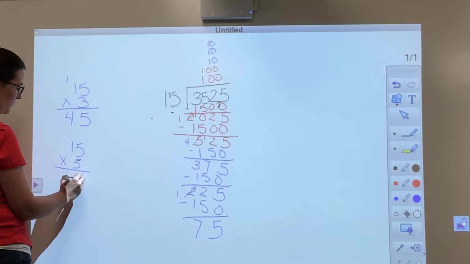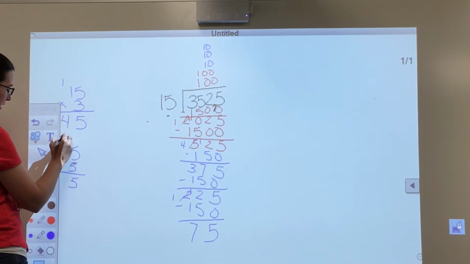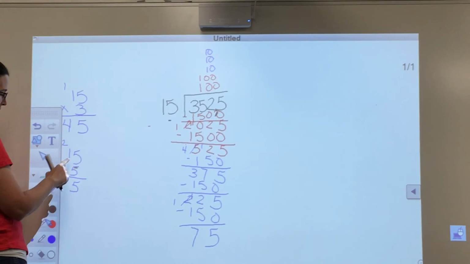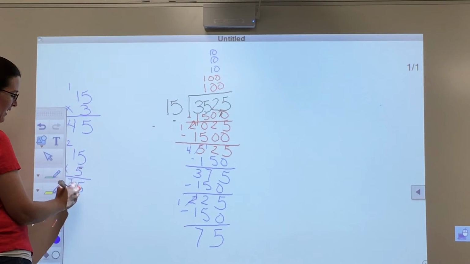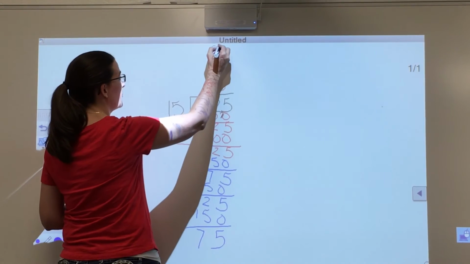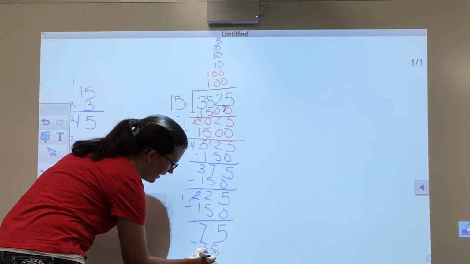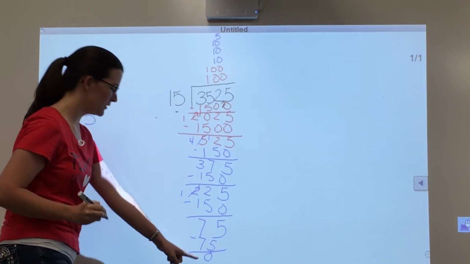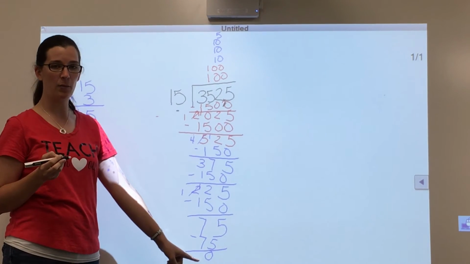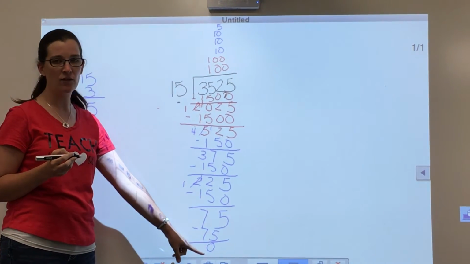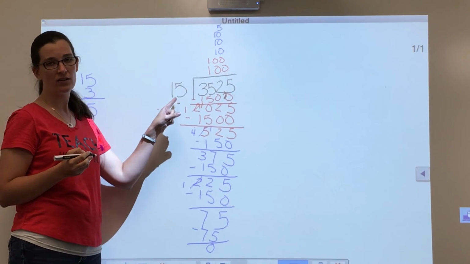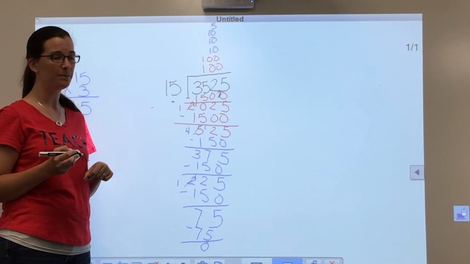5 times 5 is 25. And now I've carried that sidebar. 5 times 1 is 5, plus 2 gives me that 75. So I put that last 5 at the top, subtract my 75 at the bottom. The goal is to get to a 0 here, or in the case of a problem with a remainder, that leftover number has to be smaller than our divisor, which in this case is 15.